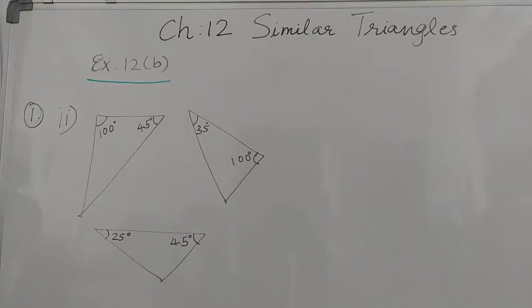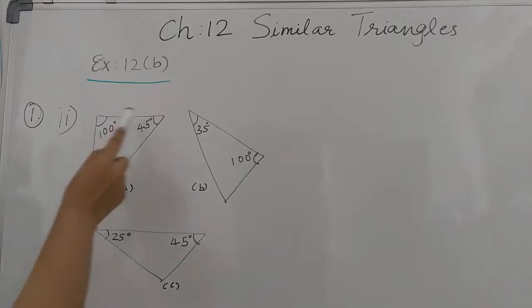So we have to start with our exercise 12B. In exercise 12B, question number 1, I have taken the second part. The question says that in each question, three triangles are given. Name the one that is different, that is not similar to the other two. Here we give the names A, B and C. Which one is different from the other two? Let us start how to solve it.